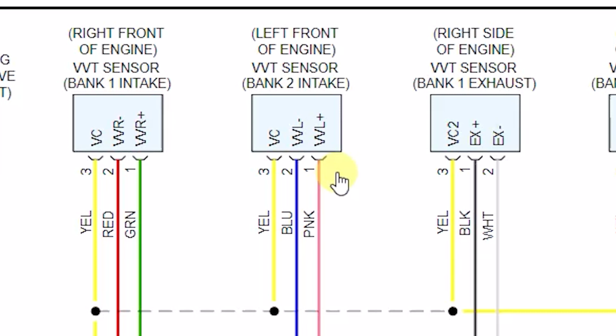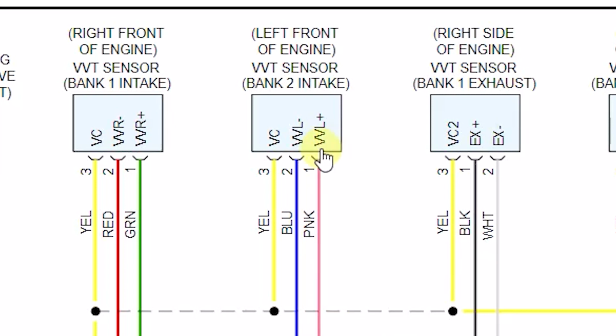And then our information is kind of strange here. Probably Toyota terminology. It says VVL plus and minus and VC. But if you notice, all of these yellow wires are tied together and they both say VC here and then VC2 over there. Not sure why they say two when they are tied together, but we have a plus and a minus here as well.